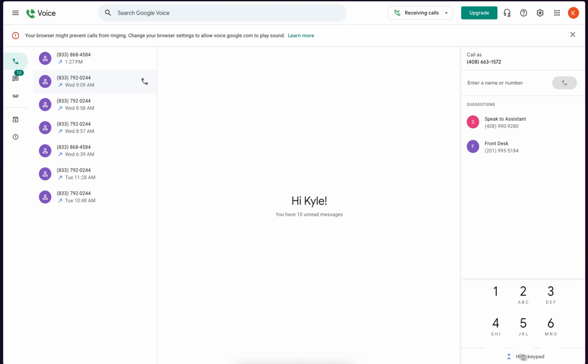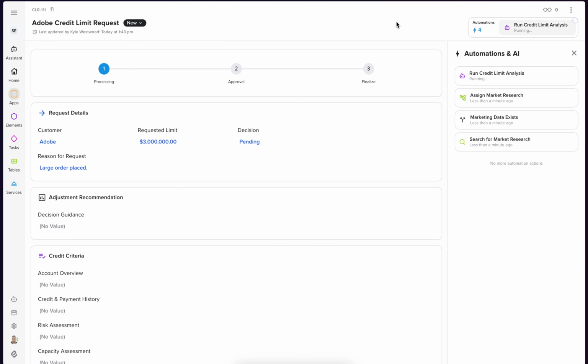Okay, thanks. So that intake can also initialize the workflow, streamlining this process and making it even more efficient.